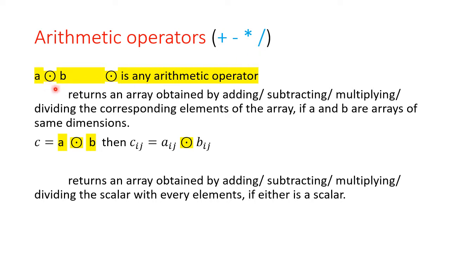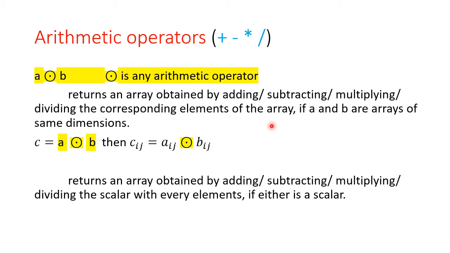Now let us define this operation in general. Say A operation B. So this can be any arithmetic operator like plus, minus, star or slash. So this operation has two different possibilities. One is both A and B are of same dimensions and both A and B are arrays. So this is the condition. If A and B are arrays of same dimensions, then it returns an array obviously of the same dimension obtained by adding or subtracting or multiplying or dividing the corresponding elements of the array.